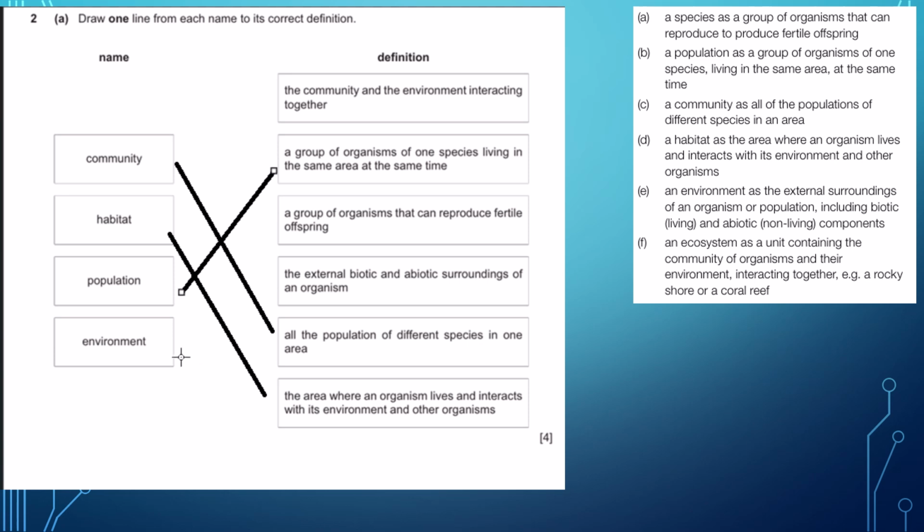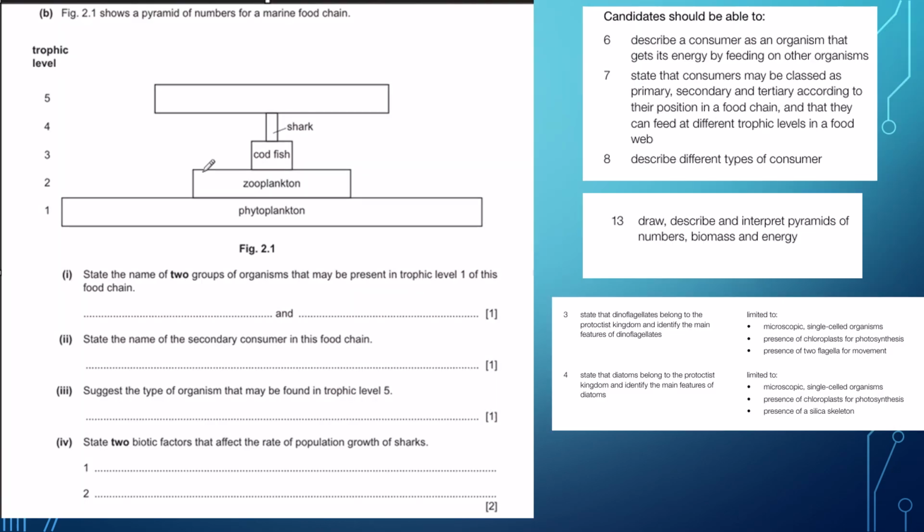And the environment is the external biotic and abiotic surroundings of an organism. Okay, the next one here shows a pyramid of numbers for a marine food chain, and then you have to combine this with your knowledge from the chapter before of organism. So this one here combines 2 different parts of the syllabus.